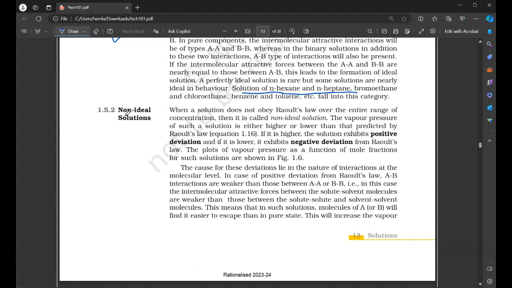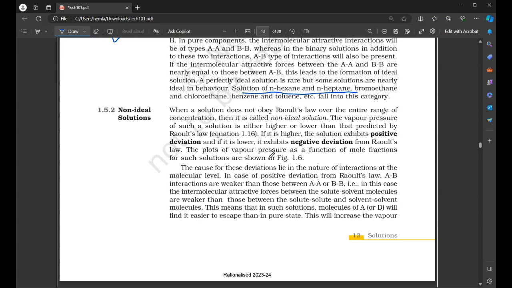Okay, now a non-ideal solution. In this there is a very important thing, which is positive deviation and negative deviation. We'll see what that is. When a solution does not obey Raoult's law over the entire range of concentration, then it is called a non-ideal solution. The vapor pressure for such a solution is either higher or lower than predicted by Raoult's law. If it is higher, then the solution exhibits positive deviation, and if it's lower, it exhibits negative deviation from Raoult's law.